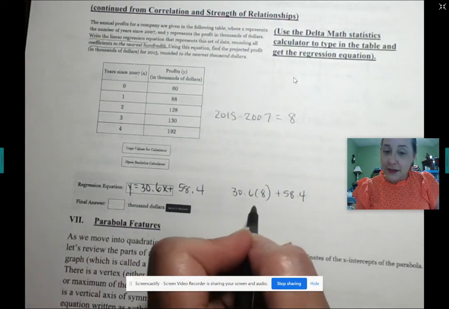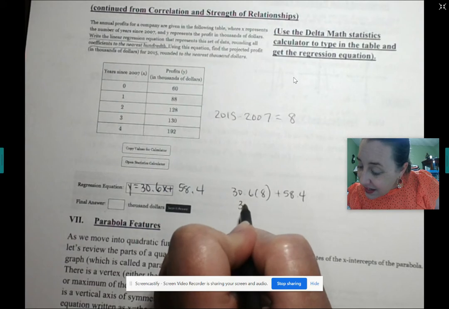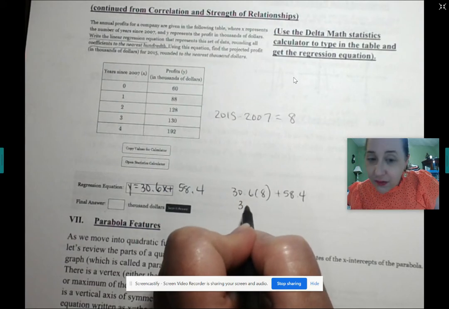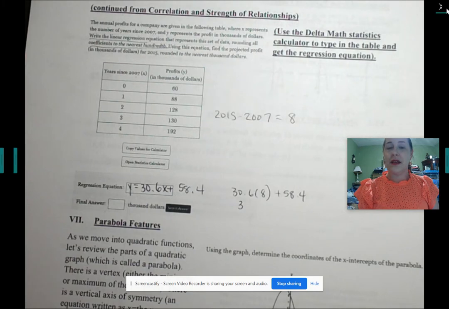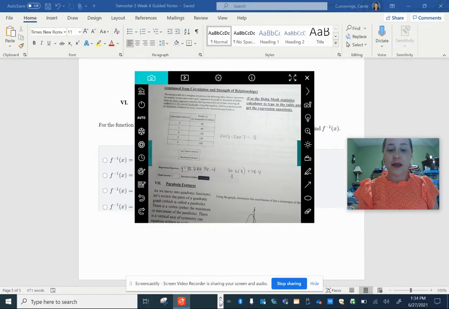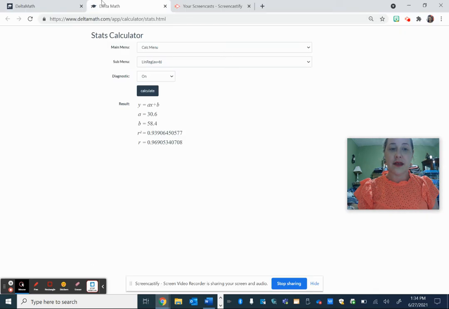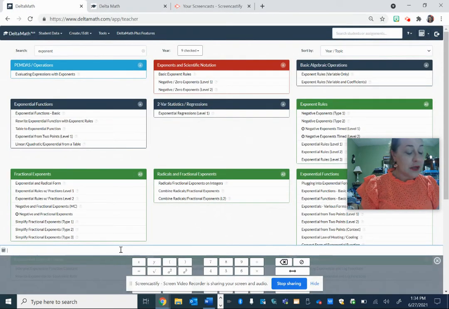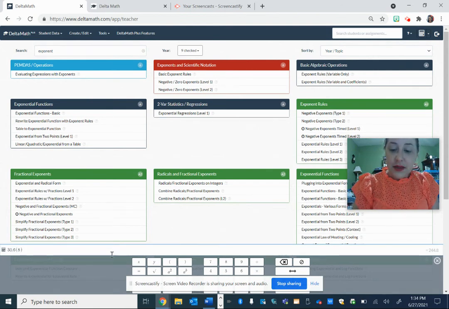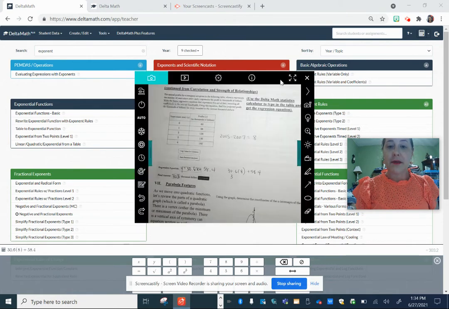So if we get this answer, I believe it looks like 303 something. Let me go to my Delta Math calculator. I'm going to do 30.6 times 8 plus 58.4, and I get 303.2. So we'll say $303,000. We don't need the 0.2, since it's to the nearest thousand. So 303,000. That'll work. Okay, now I'm going to take this back.